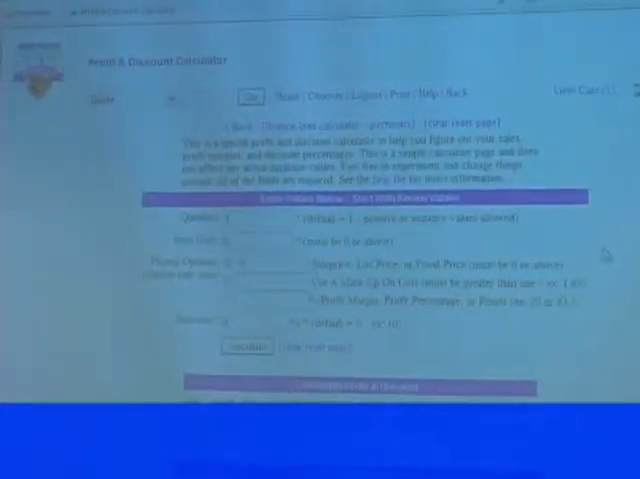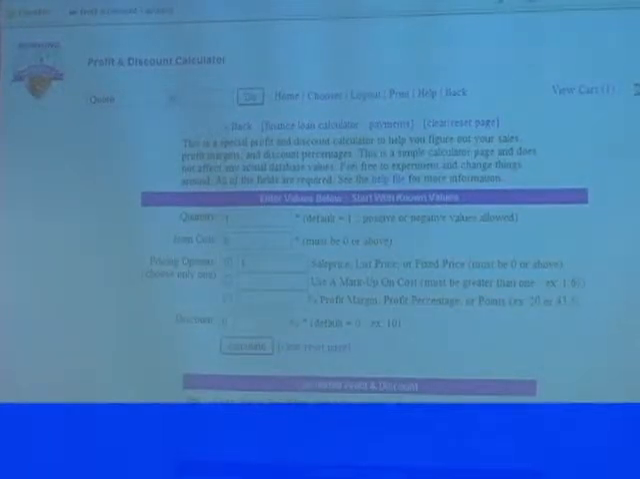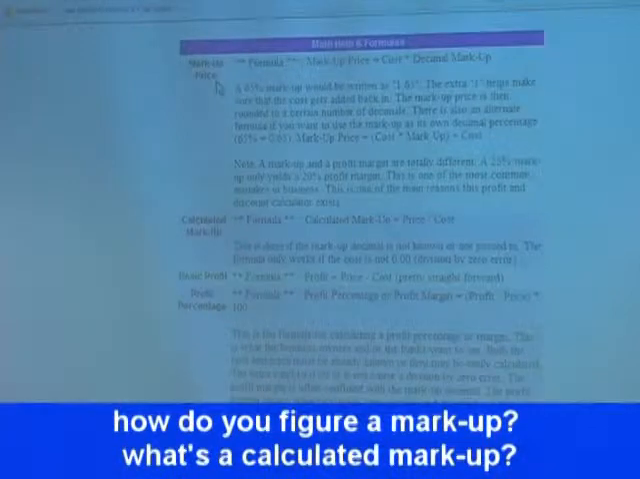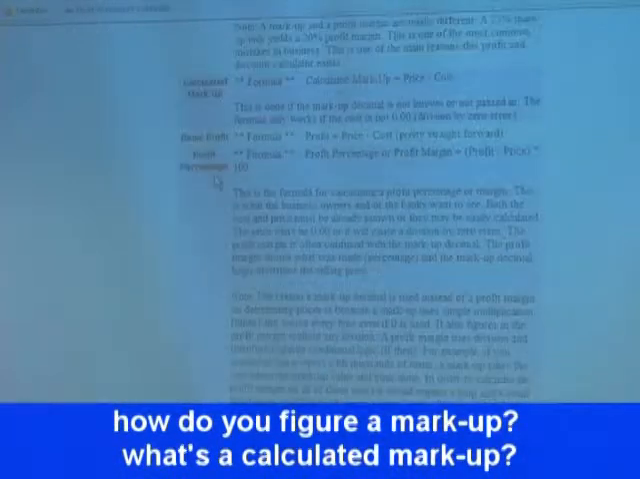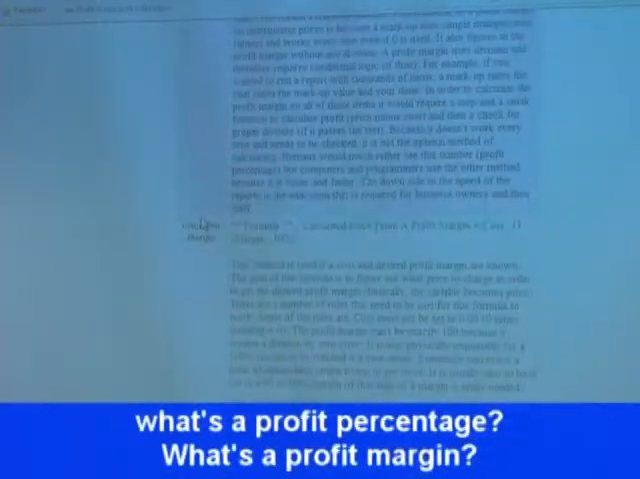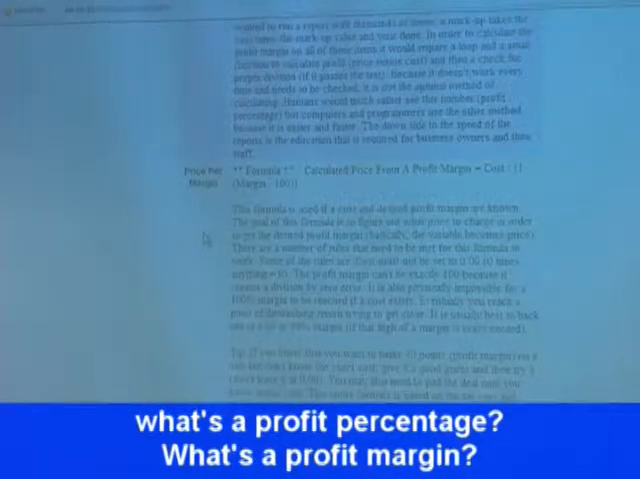And if you want, I'm actually on the page that we were even talking about this, and if you're a reader, there's a ton of information below where we were doing all these little calculations. How do you figure a markup? What's a calculated markup? What's a profit percentage? What's a profit margin, a price per margin? We try to explain it, and then it actually has the formula right there as far as what some of the different things are and how we figure these things out. Okay.